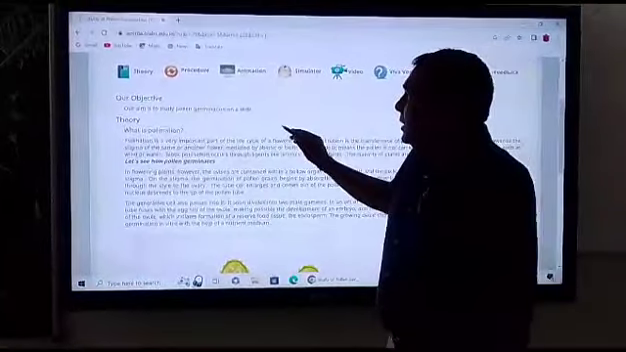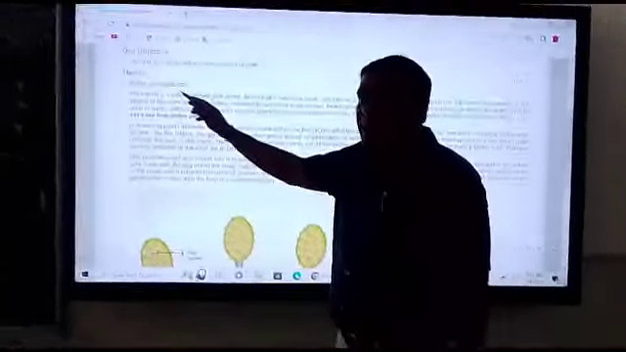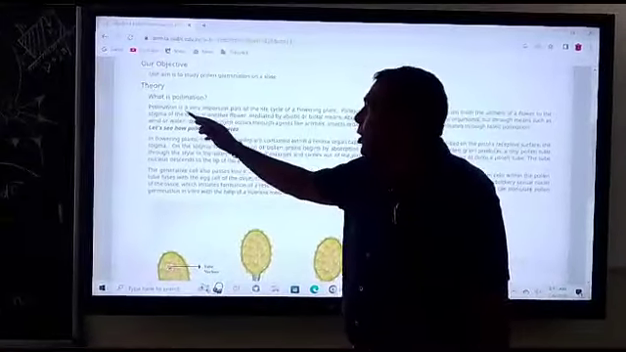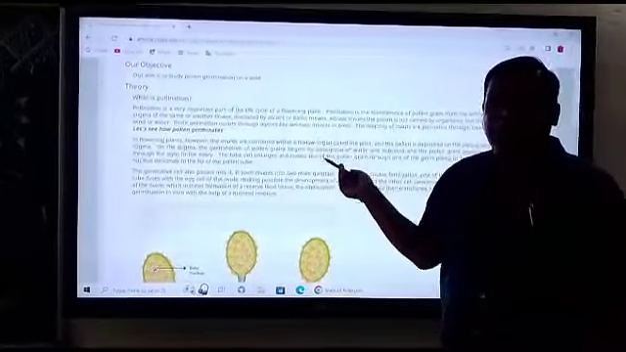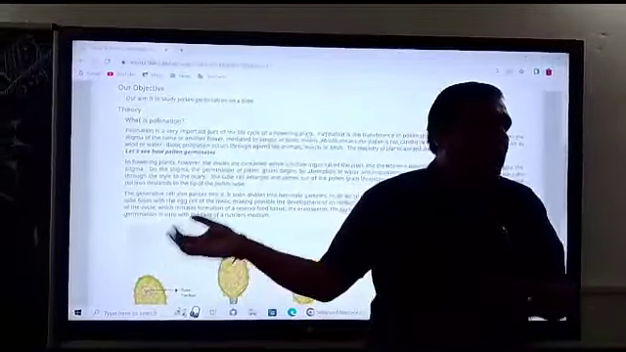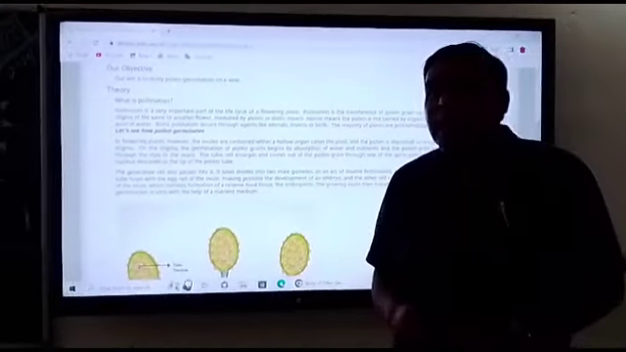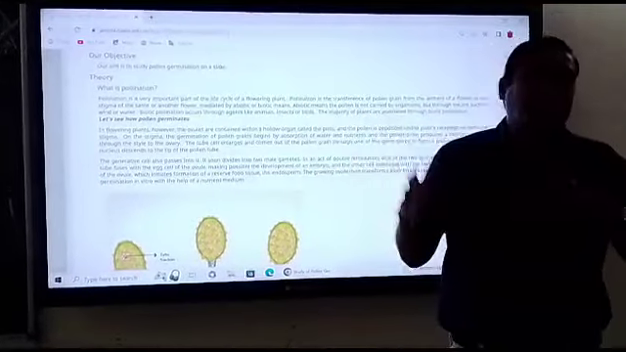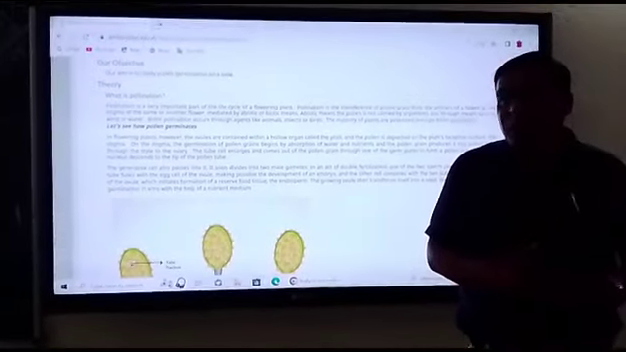Understood? Now the important keyword here is pollination. What is pollination? Pollination is a very important part of the life cycle of a flowering plant. Already we know, what happens with pollination? The pollen grains are transferred from one plant to another. That takes place through different types of agents also. We have learned that. Yes or no?